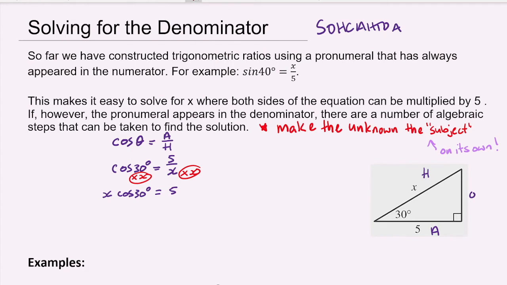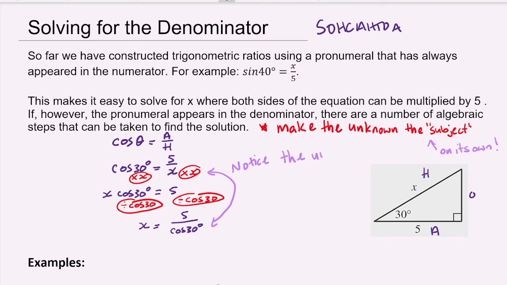Now what we're actually doing here is multiplying by cos 30, so we actually need to divide by cos 30. That will then give me x equals 5 over cos 30. Now if you notice what's actually happened, the x and the cos 30 have actually swapped places. Notice that the unknown denominator has just swapped places with the ratio.